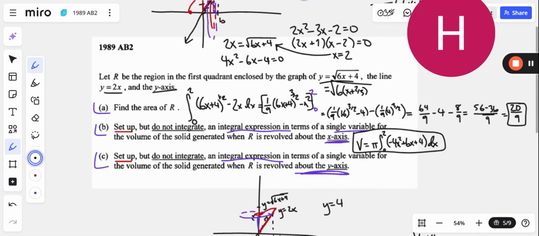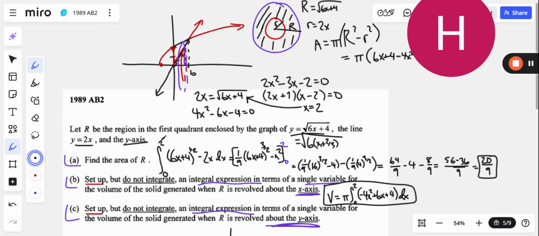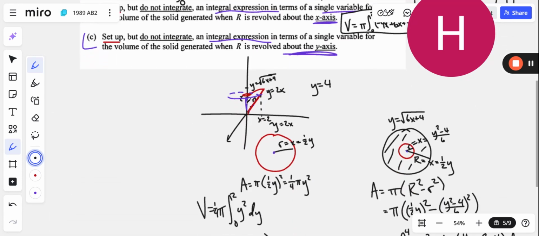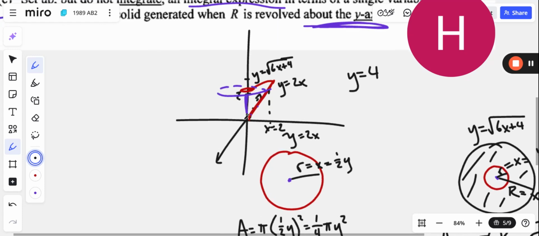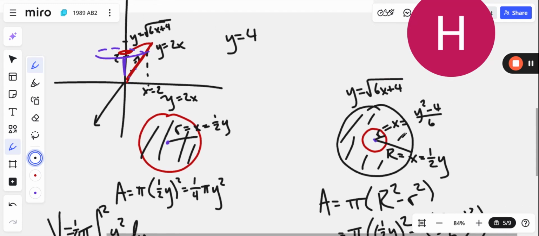If you're comfortable with setting up your cross-sectional areas, you'll have no problem solving these area and volume free response problems. Make sure that you understand if it's going to wrap around one of the boundaries, it forms a disk like this, versus if it's wrapping around a line which is not one of the boundaries, you're going to get some kind of a hole inside, so you get this washer shape.